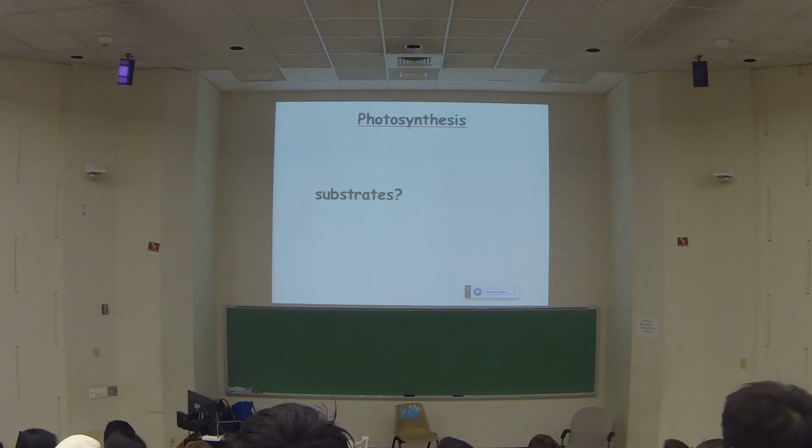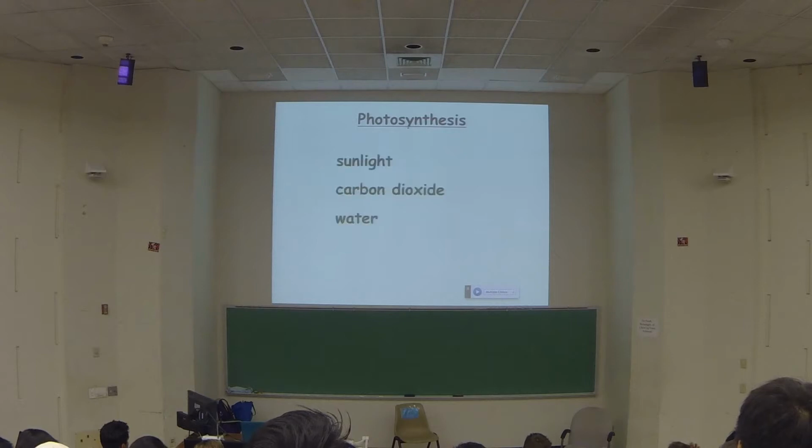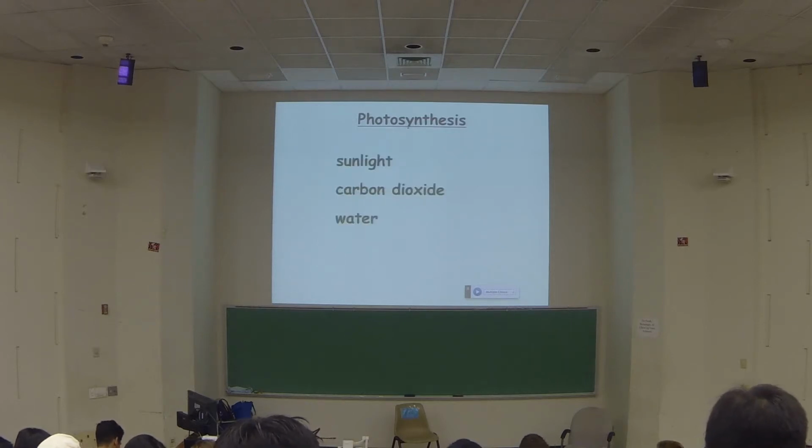All right, so photosynthesis, what are we starting with? What are our substrates? Carbon dioxide. Water. What's the third thing that we need? Light. All right, so in photosynthesis, we're using light for energy. We're starting with carbon dioxide and water.